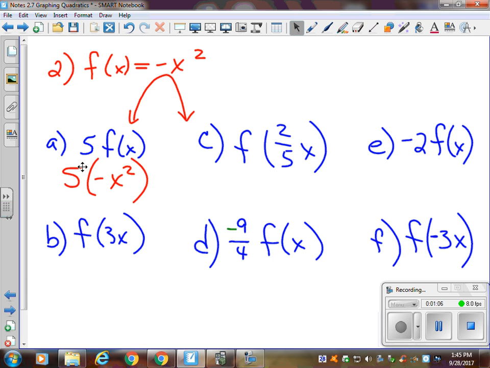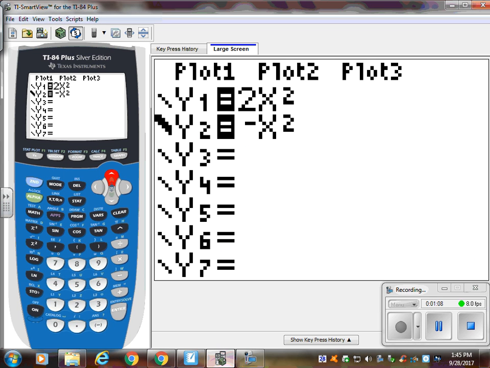But let's say we didn't know that. Well, if you didn't know that, you could just simply type it in without fixing the math at all. And the calculator will do the math whether you fixed it or not. It doesn't care if it's simplified. So when we do that, we know that comes out to be negative 5x squared.